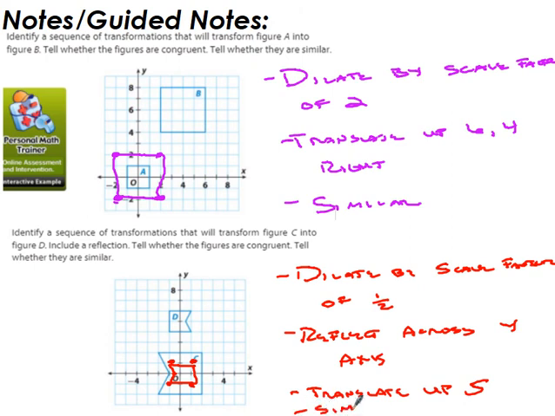These are similar, by the way. We know they're similar because they were different sizes, and we had to do a dilation, which made them similar, but they still maintain the same shape.